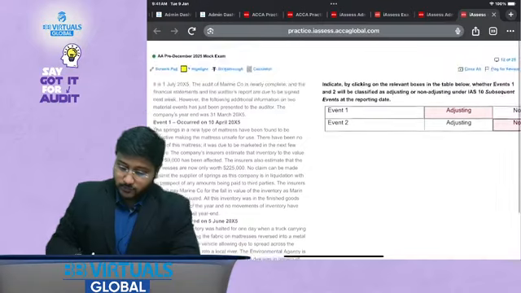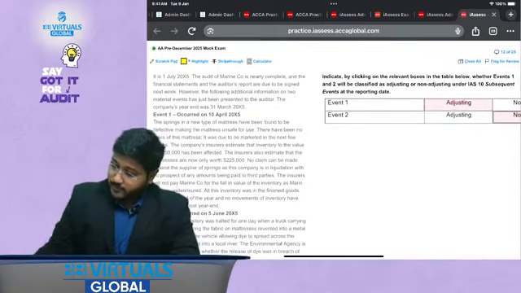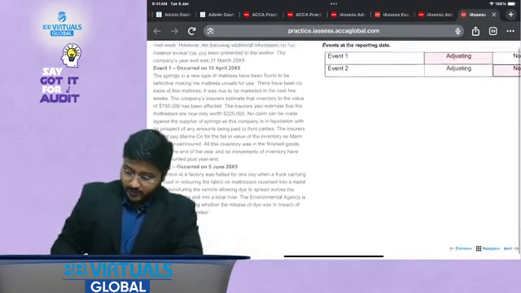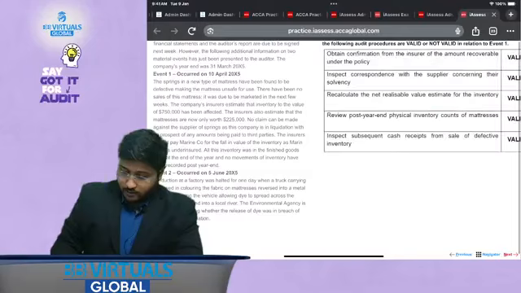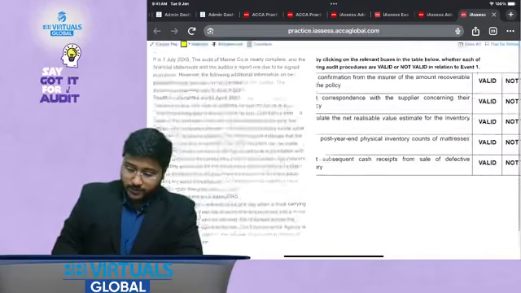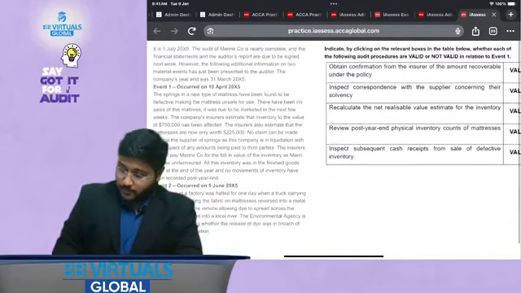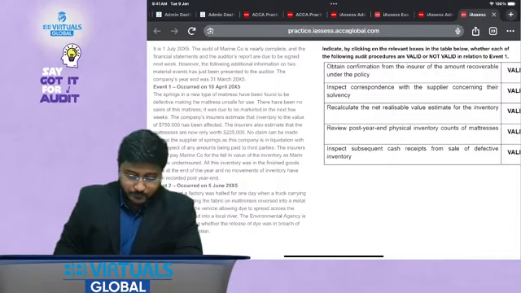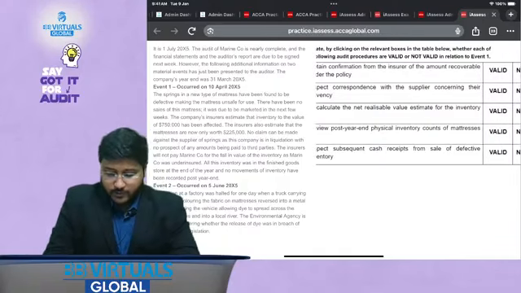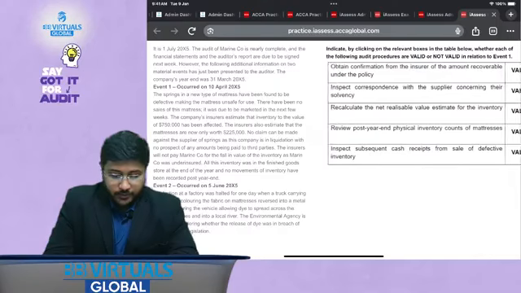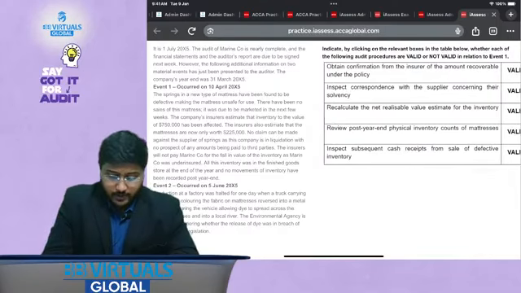So we have solved first of all the second equation, right? First event is existing, second is non-existing. Now let's talk about the third question here. In total 13 questions. Indicate by clicking on the relevant boxes in the table below whether each of the following audit procedures are valid or invalid in relation to event 1. Event 1 as in the inventory part, right?